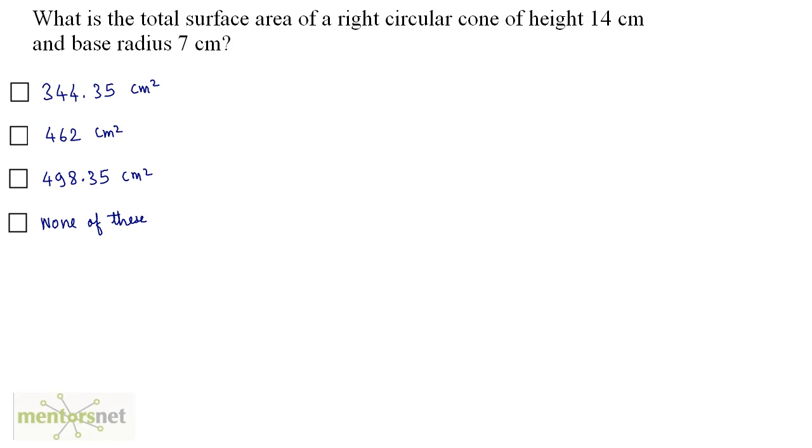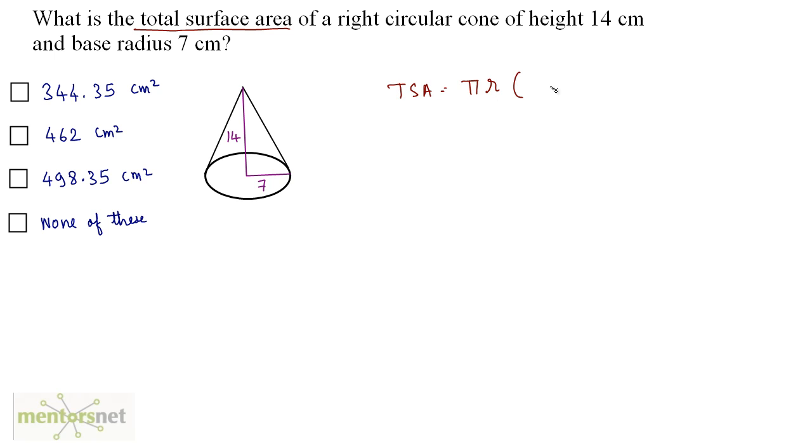What is the total surface area of a right circular cone of height 14 centimeters and base radius 7 centimeters? Okay, so we have been given the base radius of this cone, that is 7 centimeters, and the height of this cone is 14 centimeters. Now what is the formula for calculating the total surface area of a cone? Well, total surface area is equal to pi r times r plus L. So this is the formula.